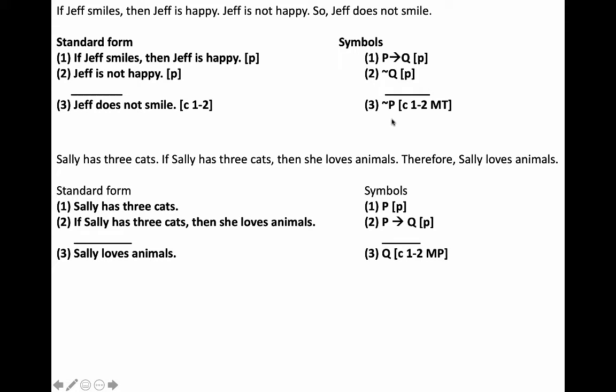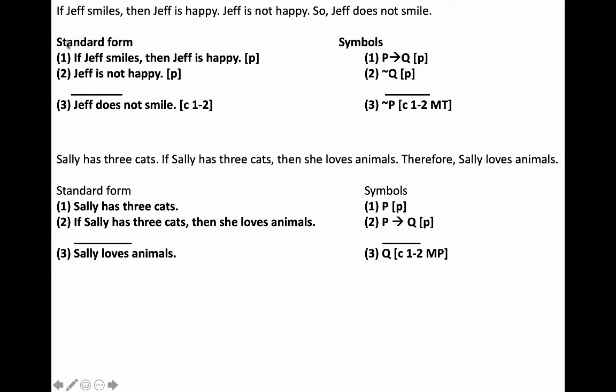This video is going to go over the answers to the exercise on symbolizing. Here's the answers for the first problem. It said to symbolize this: if Jeff smiles, then Jeff is happy. Jeff is not happy, so Jeff does not smile.